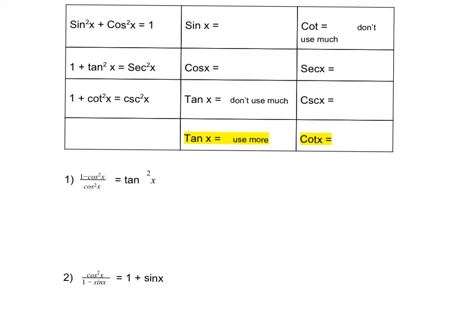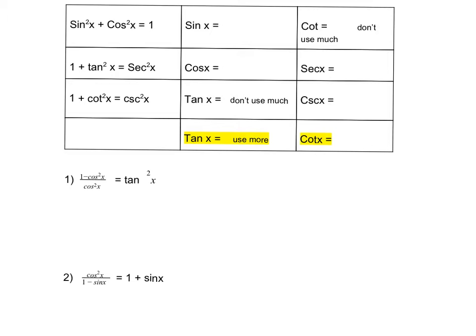All right, so proving these two trig identities, I put the identities up here that are super important that you should have in your brain. The Pythagorean identities are over here, and then these are all the regular common ones.